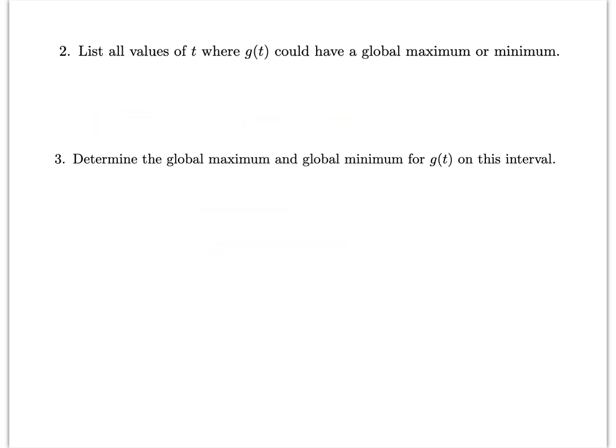List all the values of t where g of t could have a global maximum or a global minimum. It could be at one of the critical points I just found, or it could be at the endpoints of my interval. So the critical values we just found were 0 and 2. The endpoints of the interval are negative 2 and 3. So there are 4 t values where we could have a global max or a global min.